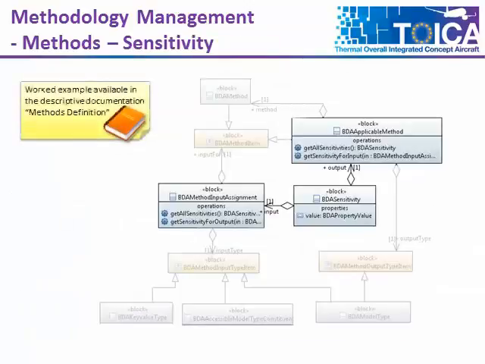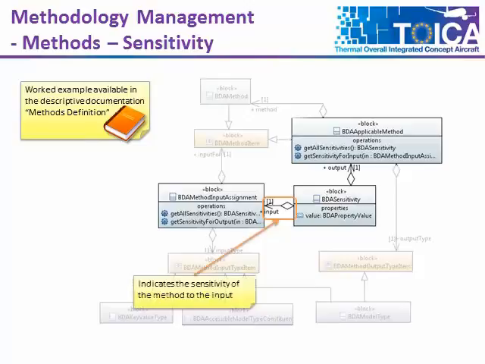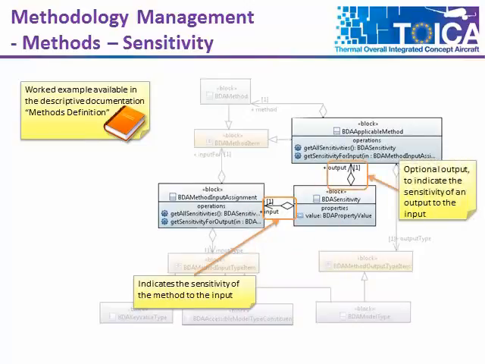There is a worked example for method sensitivity in the descriptive documentation, which won't be covered in this webinar. If it is known how a method is sensitive to changes in its inputs, this can be captured by attaching a sensitivity to the different method input assignments. It's also possible to optionally add a sensitivity to indicate which output is impacted.